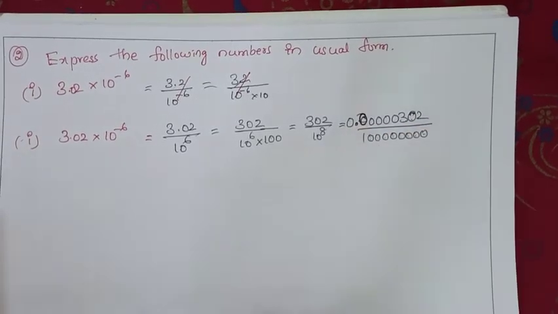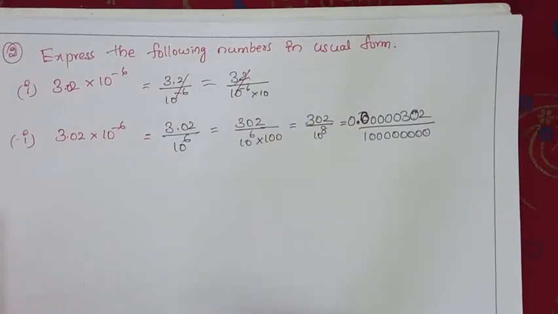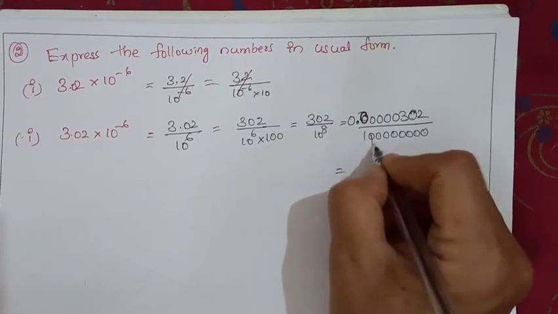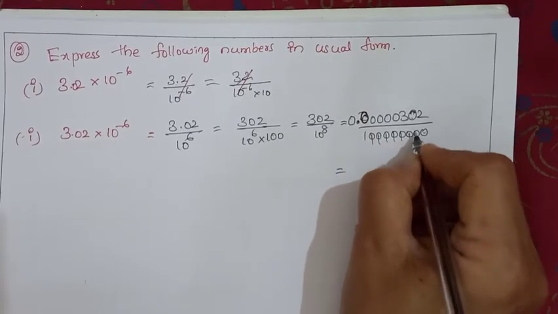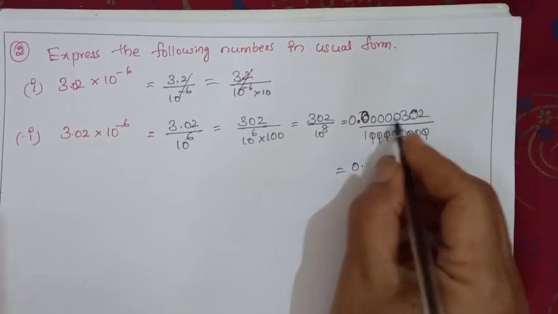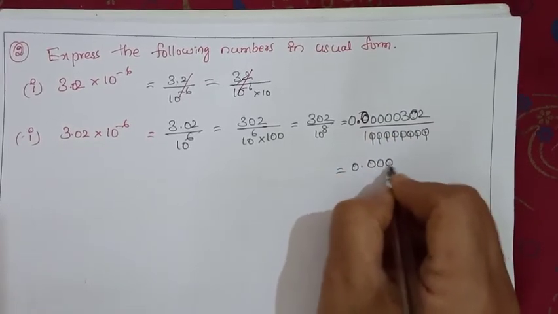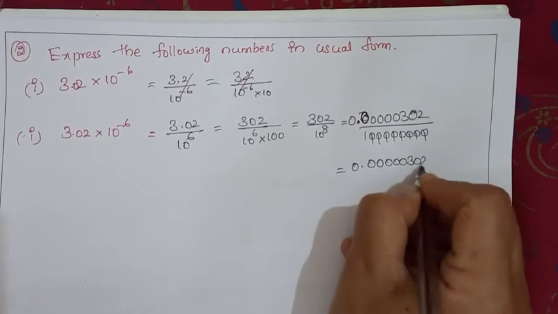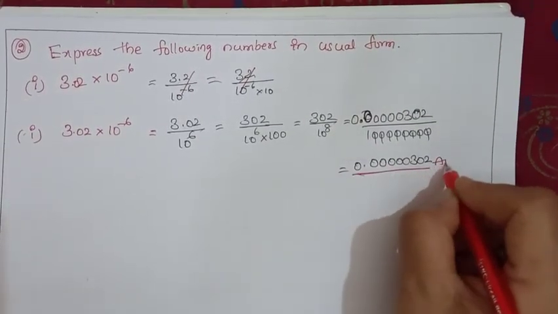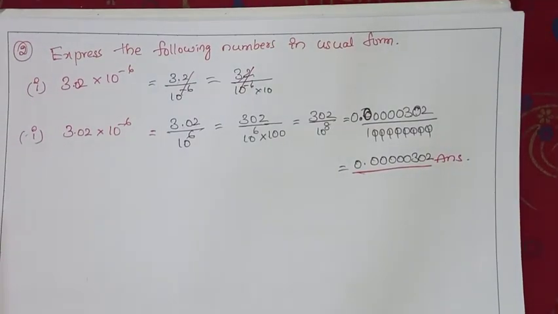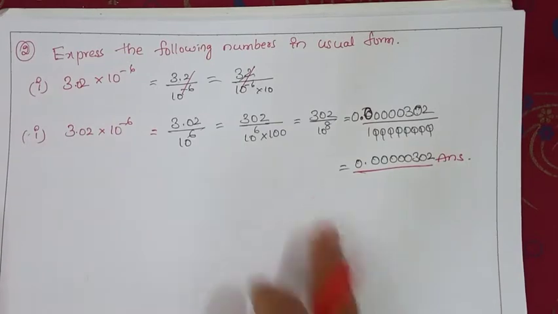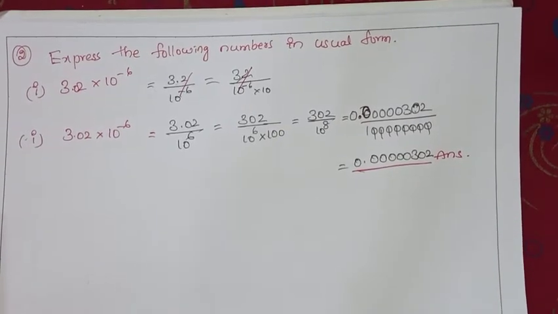This is 0, children. Okay. What is the answer here? 0. Removing 1, 2, 3, 4, 5, 6, 7, 8. So answer is 0.5 zeros and 302. This is a required answer. This is called usual form. Standard to usual. Okay.